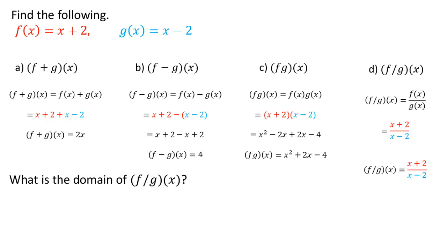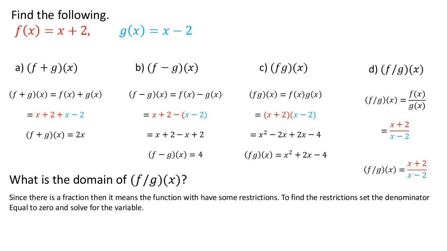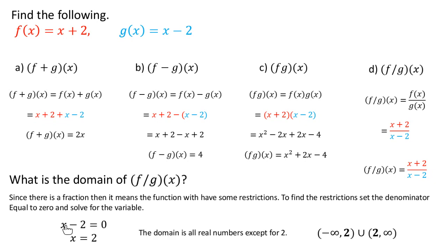Okay, and then the last part of the question is going to ask for the domain. Remember that your domain is all the values that we can use for x. What I like to ask students here is, is there a fraction? If you have a fraction, that means you're going to have a restriction. You're going to have some values of x that cannot be used, and those values are the ones that cause your denominator to be 0. The way we figure out what those values are is we take our denominator and set it equal to 0, and so we end up with x is equal to 2.